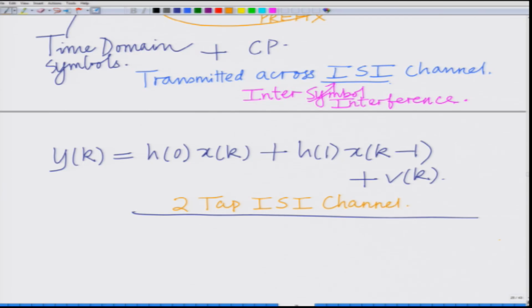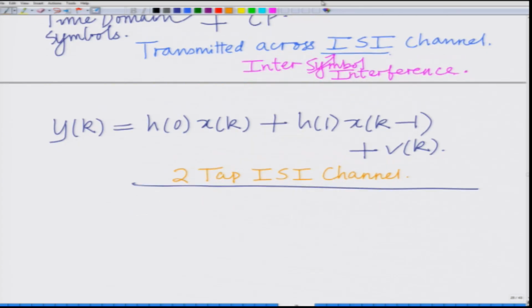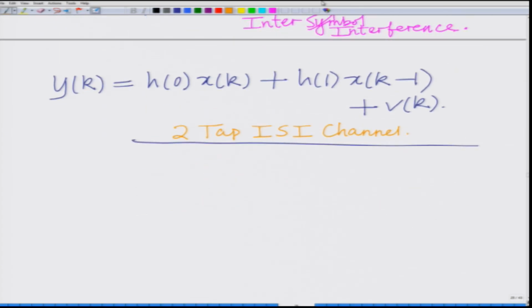This is your 2-tap ISI channel, or 2-tap inter-symbol interference channel. Now, when we transmit these time domain symbols with a cyclic prefix, the effect of the channel is that of circular convolution. Therefore, I will have Y, which is H, the channel filter, circularly convolved with X, plus V.